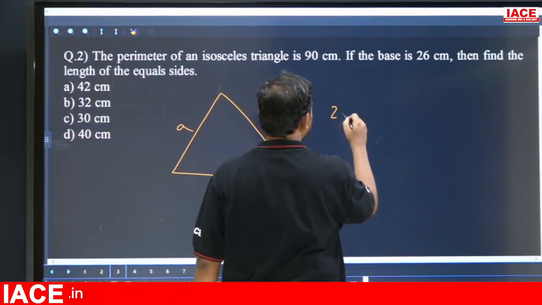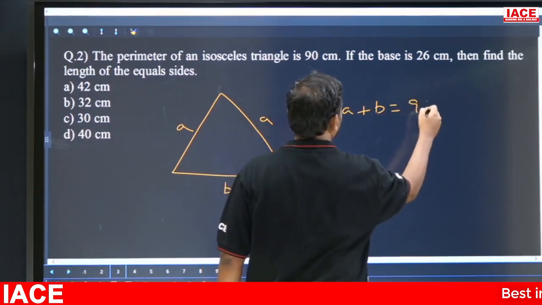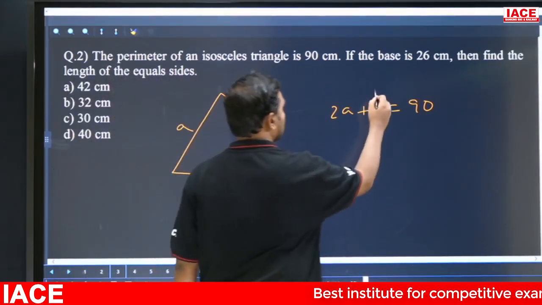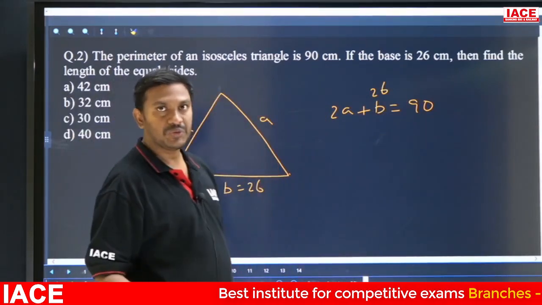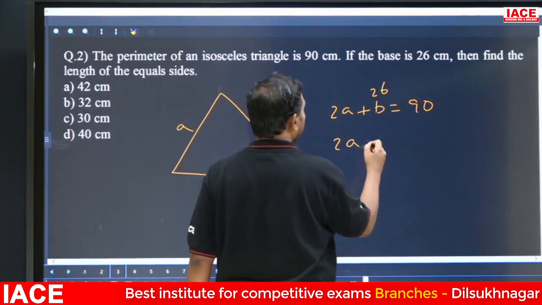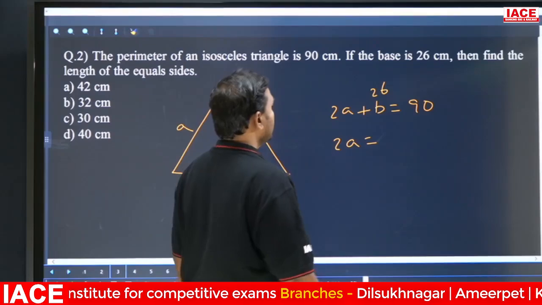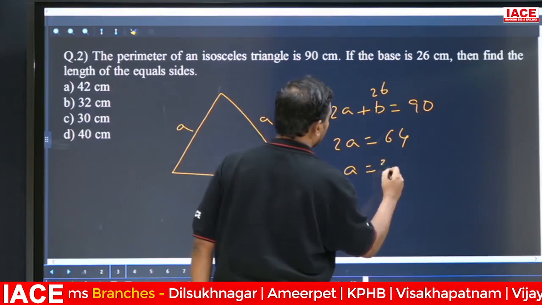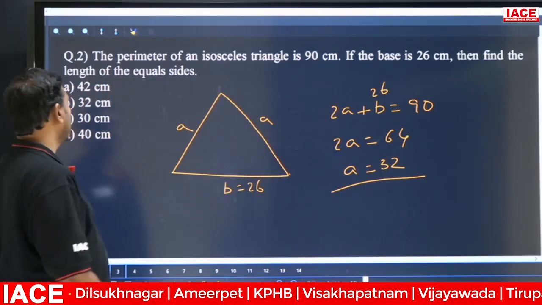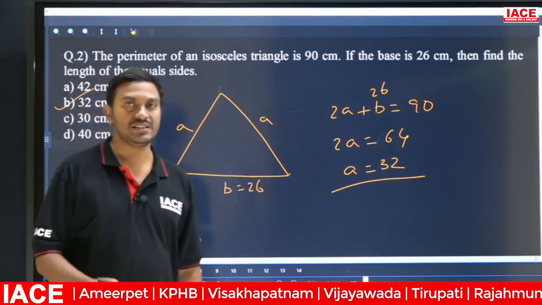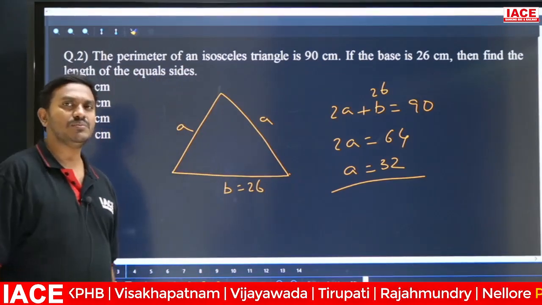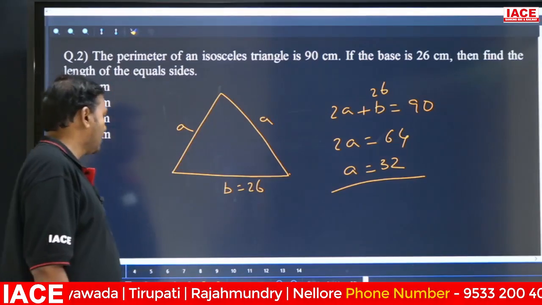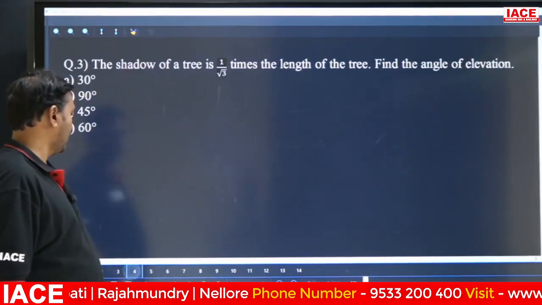2A plus B is given as 90, and B is given as 26. We have to find A. Very simple. So 2A equals 64, so A equals 32. The equal side is 32. Option B is the right answer. Simple question, and the previous one was also simple, the only thing is you have to divide.